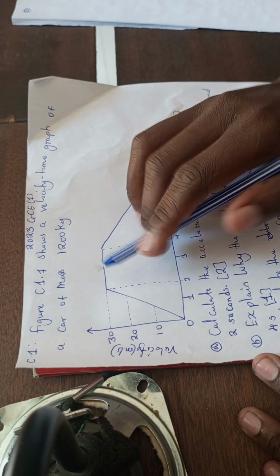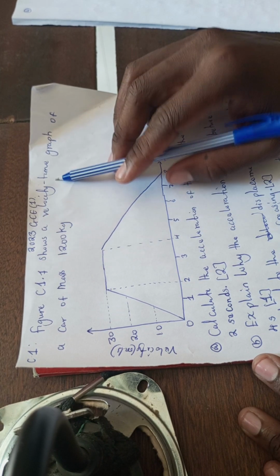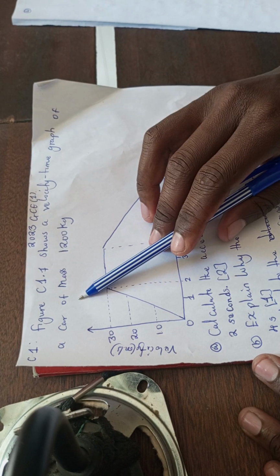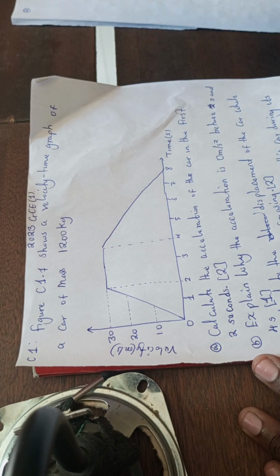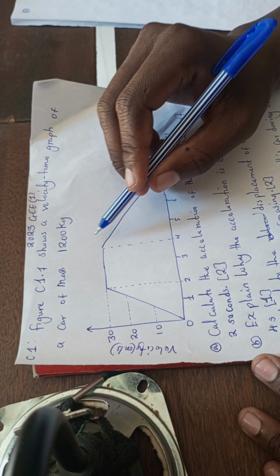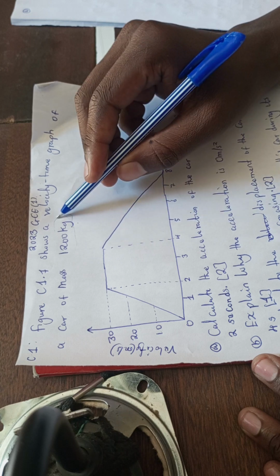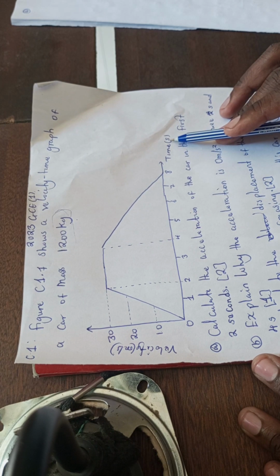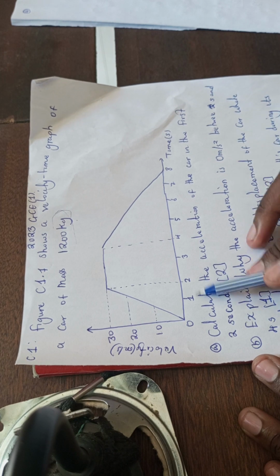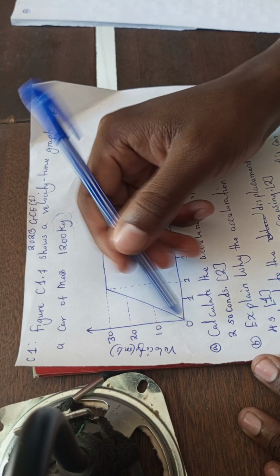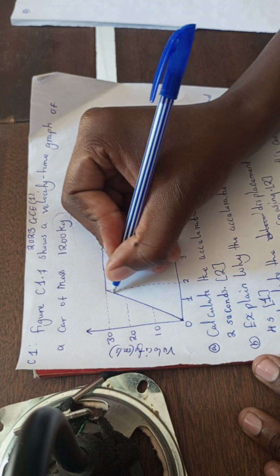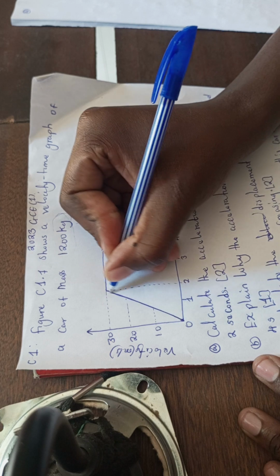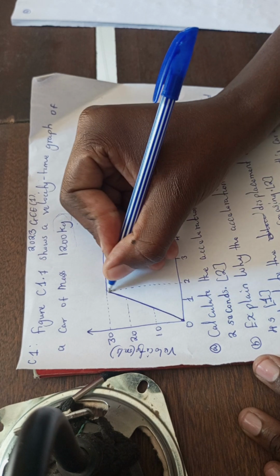Figure C1.1 shows a velocity time graph of a car of mass 1200 kg. This is our velocity time graph. As you can see, this is the time elapsed, and this is the increase in velocity. Now, from here to there, this is what's called a constant acceleration.